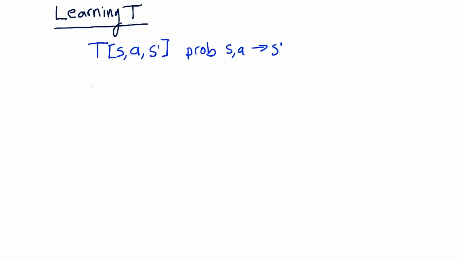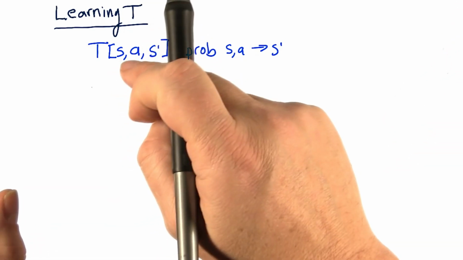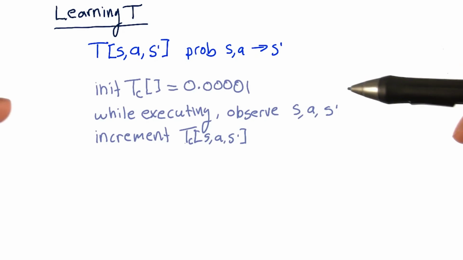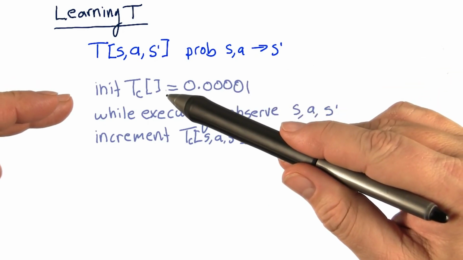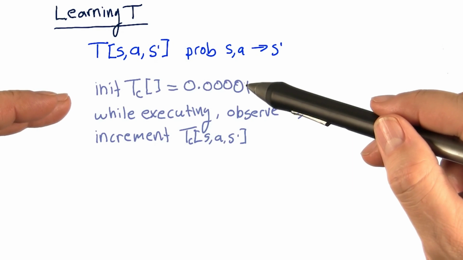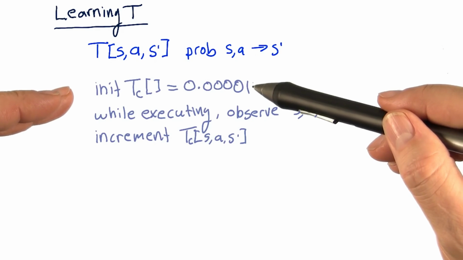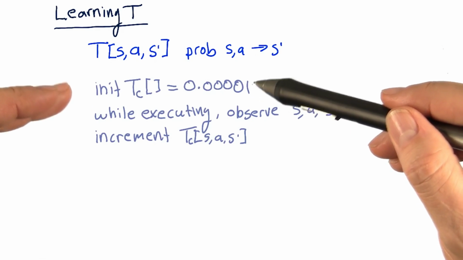To learn a model of T, we're just going to observe how these transitions occur. In other words, we'll have an experience with the real world, we'll get back an S prime, and we'll just count how many times it happened. So I'm going to introduce a new table I call T count, or TC, and it goes like this. We initialize all of our T count values to be a very, very small number. The reason for that is later on you'll see that if we don't do that, we could get in a situation where we have a divide by 0.